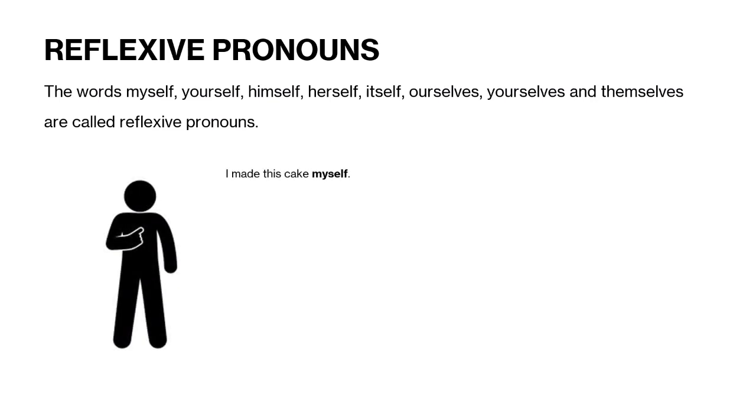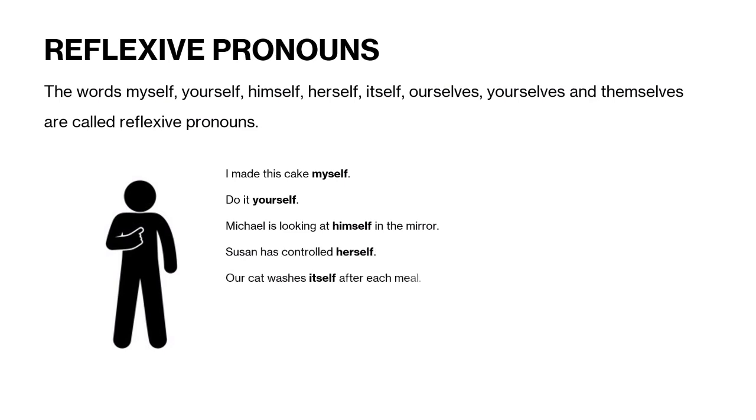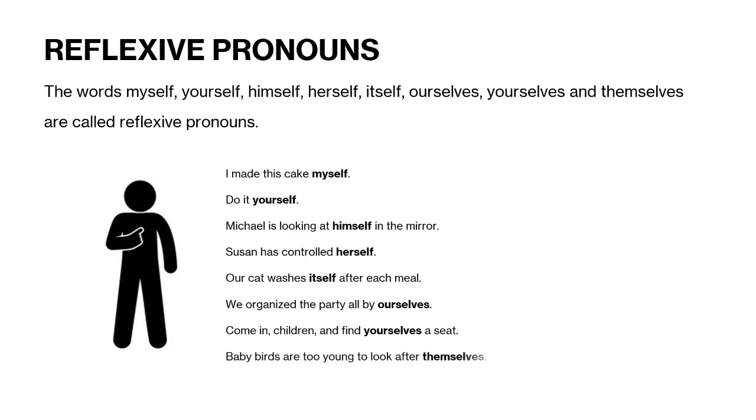I made this cake myself. Do it yourself. Michael is looking at himself in the mirror. Susan has controlled herself. Our cat washes itself after each meal. We organize the party all by ourselves. Come in, children, and find yourselves a seat. Baby birds are too young to look after themselves.